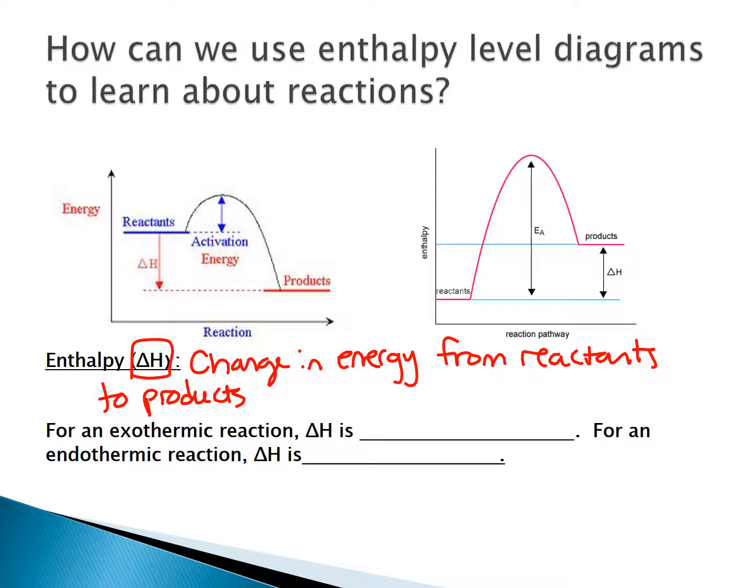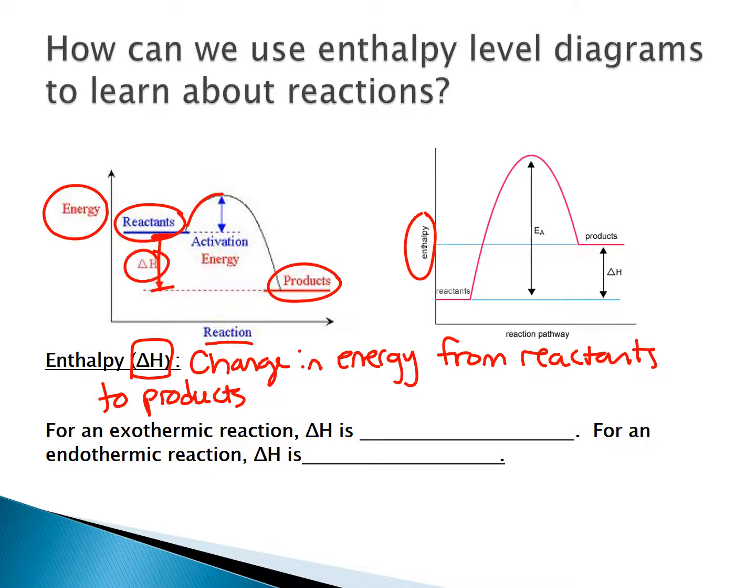And so on these diagrams, we have energy on the y-axis, or sometimes you'll see it as enthalpy. It doesn't really matter. And then on the x-axis, you see something called the reaction coordinate or reaction pathway, or sometimes it'll just say reaction. And that basically just means this is what happens as the reaction progresses. Okay, so we have our reactants with a given amount of energy. Then we have to overcome activation energy, and then we show our products with a different amount of energy. So enthalpy is the difference between the reactants and the products.